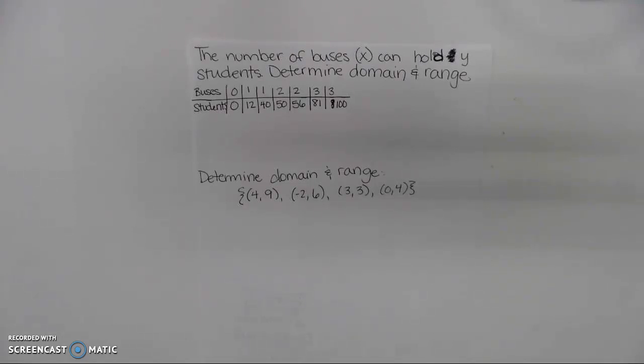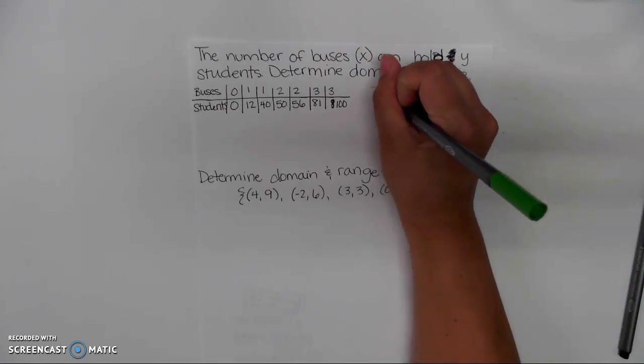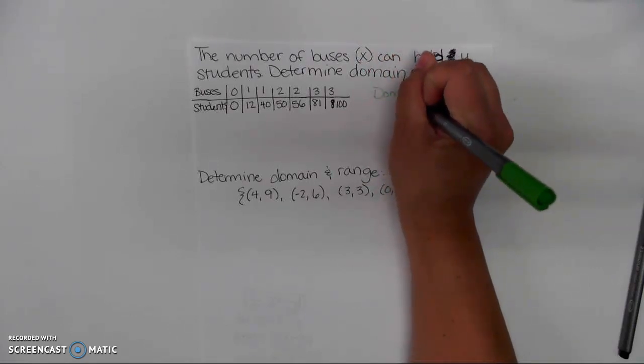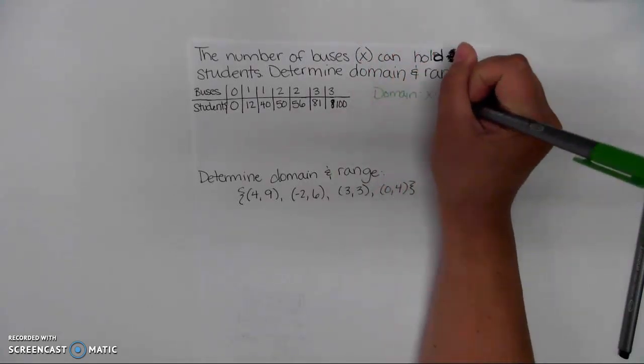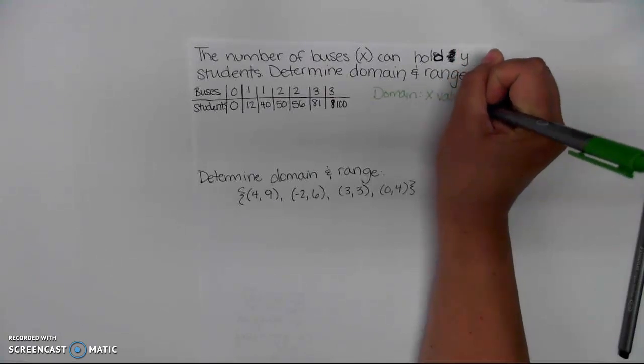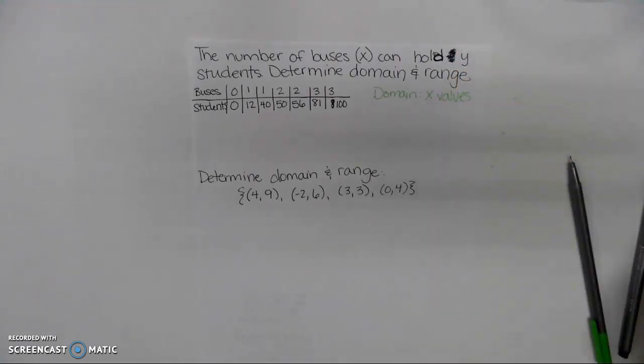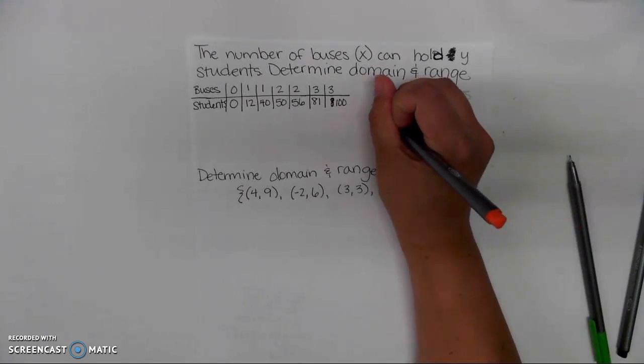Okay, we're going to talk about domain and range. And today we're going to talk about domain and range in terms of both number sets and graphs. So in this first one, I want to just remind you that domain is all the possible values for x. And range is all the possible values for y.